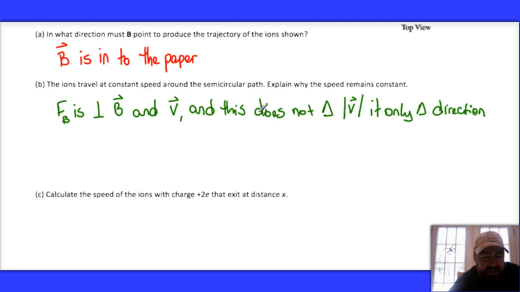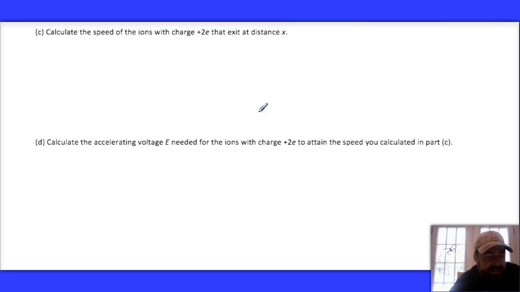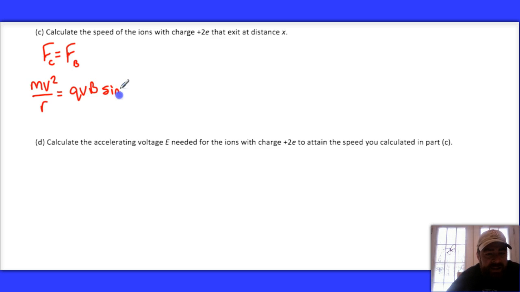C then says, calculate the speed of the ions with charge plus 2e that exit at distance x. This is another classic example of magnetic forces being centripetal forces in a mass spec. So you should be used to seeing that kind of thing at this point. So I've got a magnetic force that is the centripetal force. I can say mv squared over r is equal to qvB sine theta, where of course sine theta is equal to 1 and does not change the value of any of these terms on the right hand side.